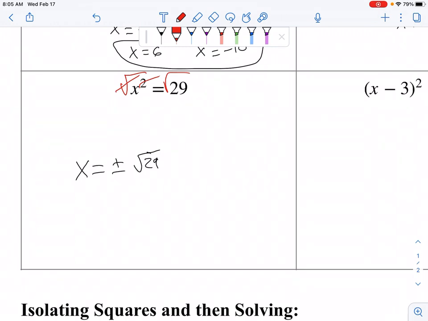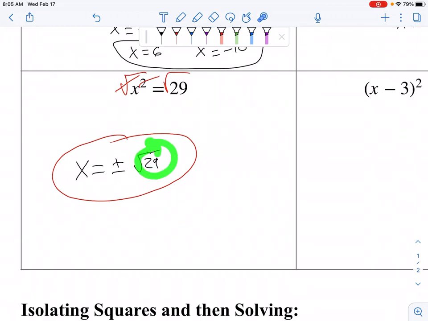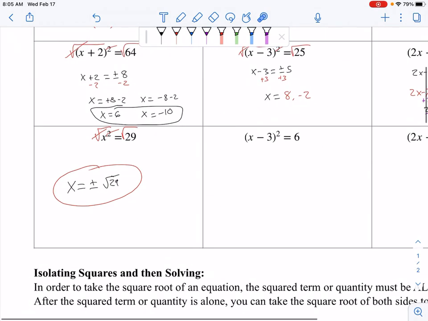But this would be our answer here. Positive or negative square root 29. Square root 29 is like a value. We're just not going to calculate it. If you were to hit 29 and then the square root button on your calculator, you would get a number. But for this purpose, we typically leave it just as positive or negative square root 29. Okay.